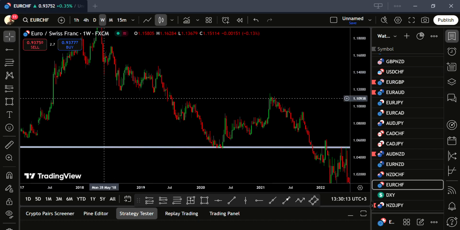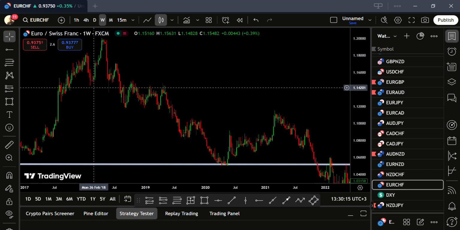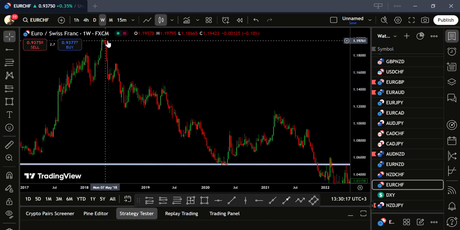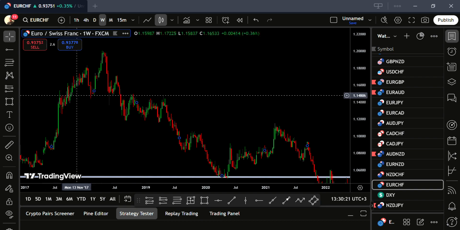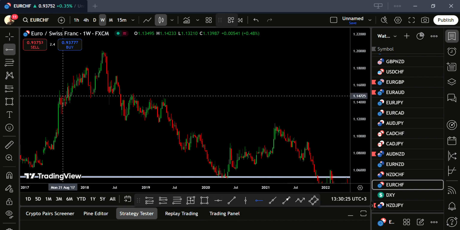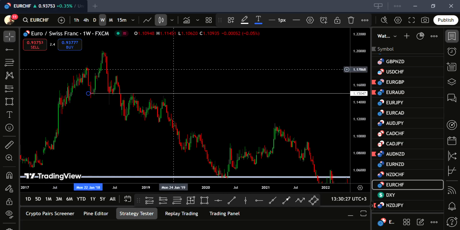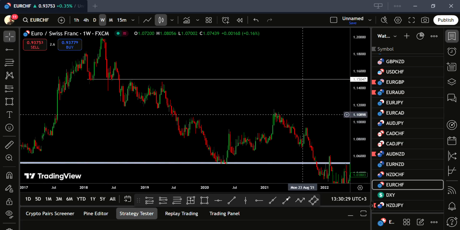So Euro chef price was making higher highs, higher lows. Higher highs equal low here, and then it made a lower low, breaking this area here. So what is next? After this area has been broken, I told you this can work on all pairs, but just that some pairs it is so effective. Like in this Euro chef, I was back testing and it was so effective.